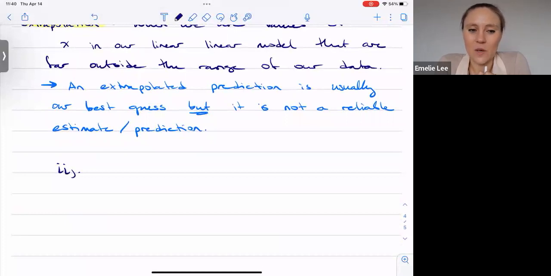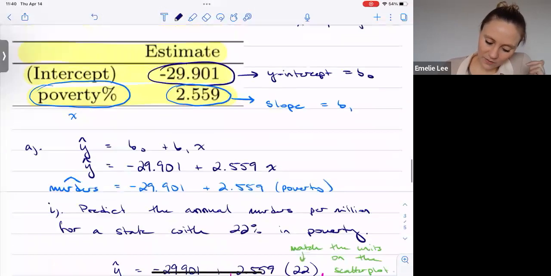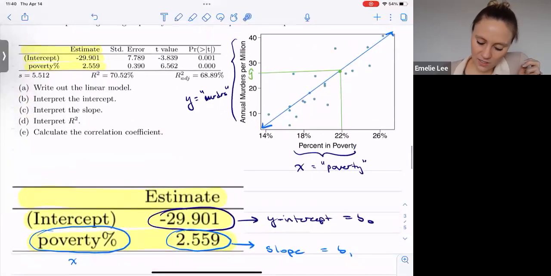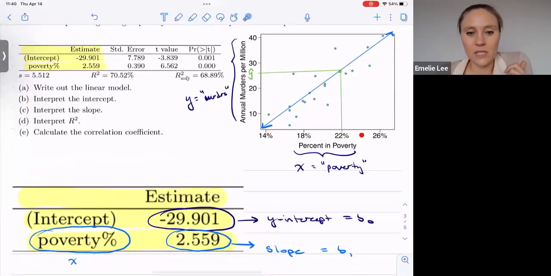Here, the range of our X's goes between 14 to 26. So we have a little bit of wiggle room on either side. Maybe we just didn't see those data points. But if we go to 50% in poverty, for example, that's not going to be a reliable guess, but it is our best guess.